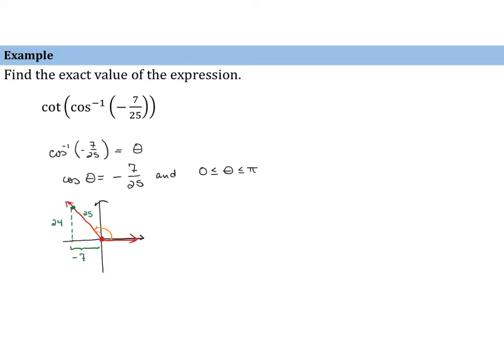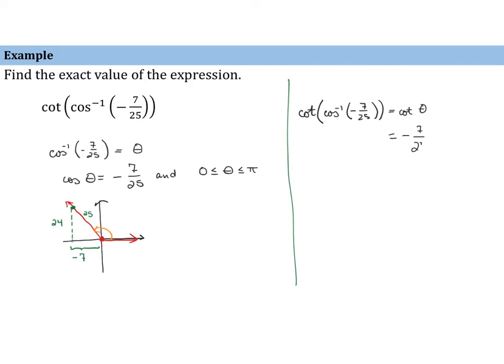So now, what's this yield for us? Cotangent of arc cosine of negative 7/25 is the cotangent of theta. Now, according to our diagram, cotangent of theta is adjacent over opposite. So negative 7/24.